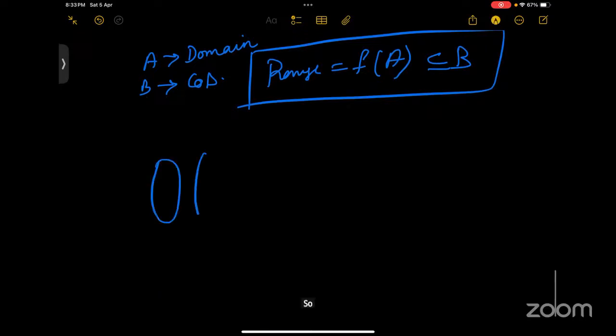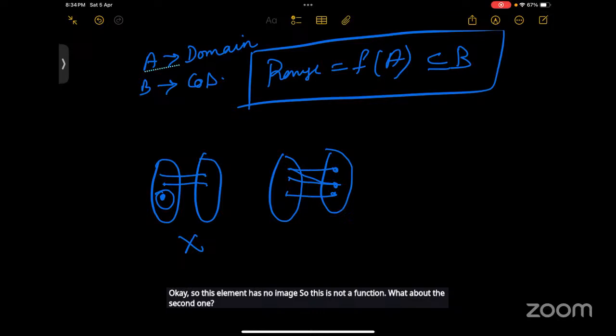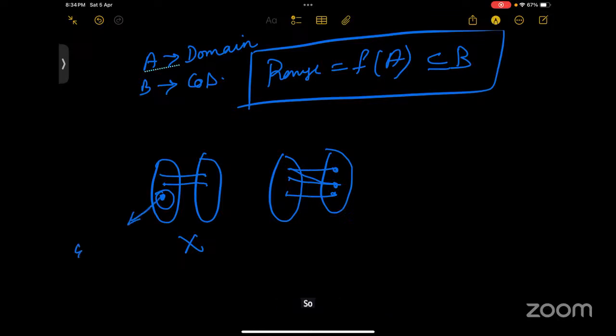So if I just check the Venn diagram, is it a function? No, ma'am. Why? There is no output for this third element. Correct. So this element has no image, so this is not a function. What about the second one? Not a function, ma'am, because it is basically contradicting the word "each element of A", right?